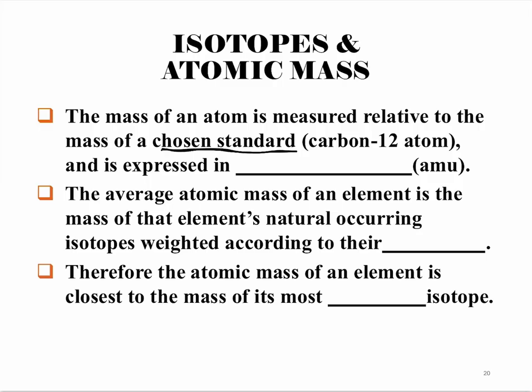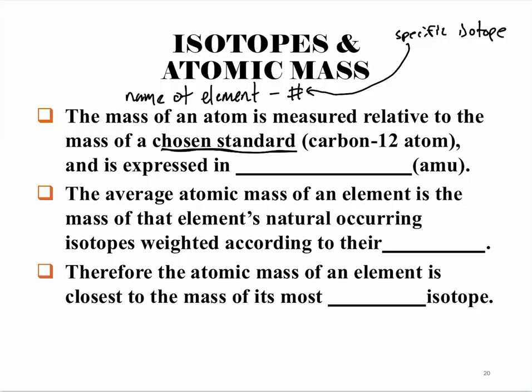So if we have the name of an atom or an element, a dash, and then a number, that number tells us the specific isotope. And these masses are expressed in atomic mass units, or just abbreviated AMU. So when we look at the different masses on the periodic table, those are going to be expressed in atomic mass units. And we'll get into how those are related to macroscopic masses like grams and kilograms.